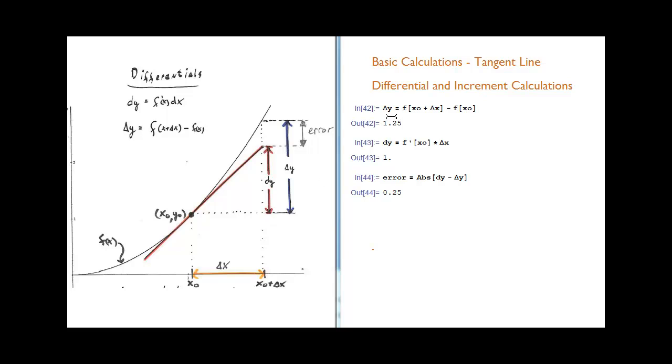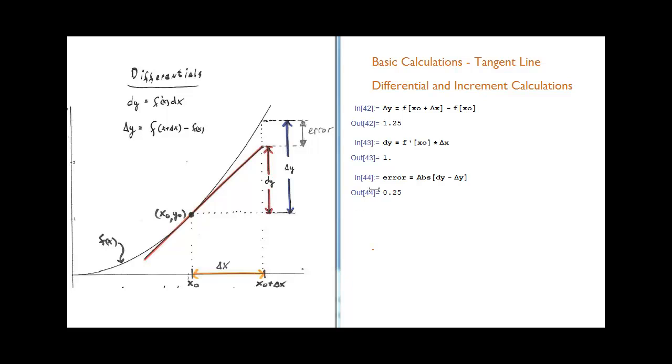In this case, delta y, or the increment, is f of x naught plus delta x, which in our case f is the squaring function, and x naught plus delta x would be 1 plus 0.5, which is 1.5, and from that you subtract 1 squared, and this gives us a value of 1.25. That's the actual difference in the output if you change the input from 1 to 1.5.